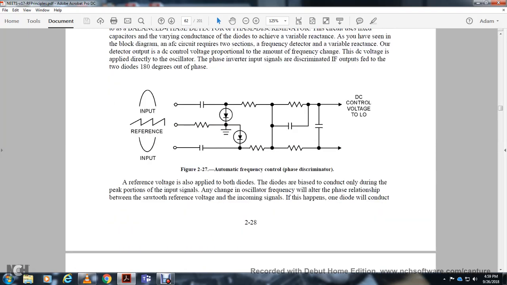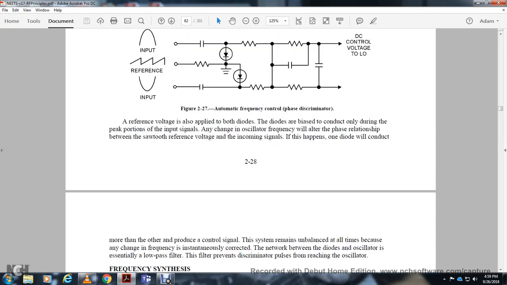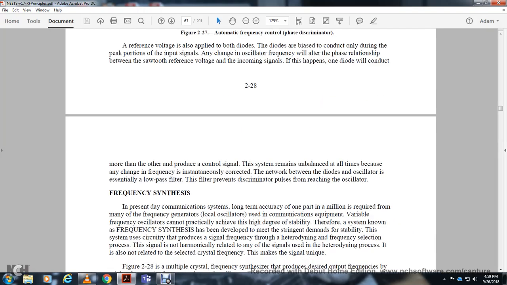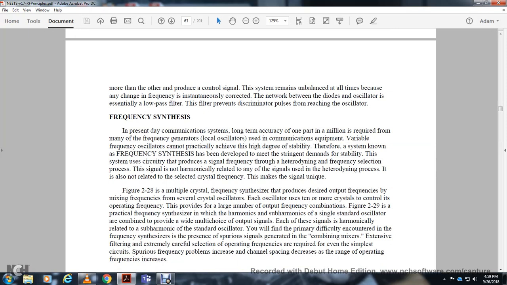The reference voltage is supplied to both diodes, causing them to conduct only during the peak portion of the input signal. With any shift of the oscillator frequency, the alternating phase relations between the sawtooth reference voltage and the incoming signal cause one diode to conduct more than the other. The control signal of the system remains unbalanced at all times, and any shift of the frequency is instantaneously corrected. The network between the diode and the oscillator is essentially a low-pass filter that prevents the discriminating pulse from reaching the oscillator.